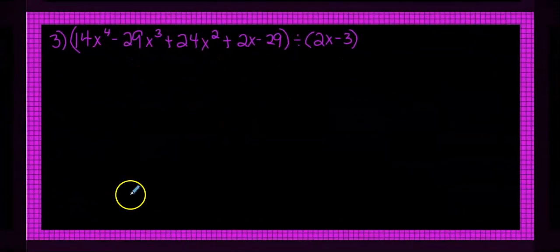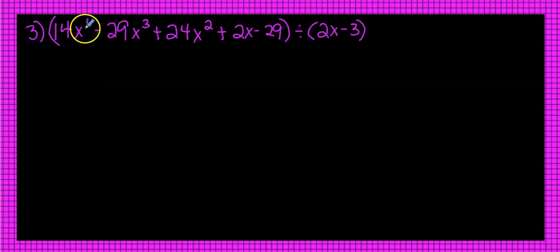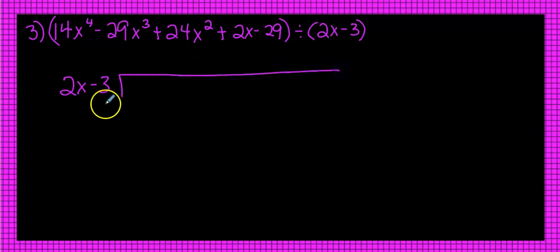Okay, number 3, I'm going to check my dividend for 3, 2, 1, constant. It has everything. I don't need any placeholders. This is a 1 and a constant. It's linear, but the x coefficient needs to be a 1 to use synthetic division. So I need to use long division on this one. So I'm going to set this up just like I would long division with regular numbers. I'm just going to write this whole thing under here.